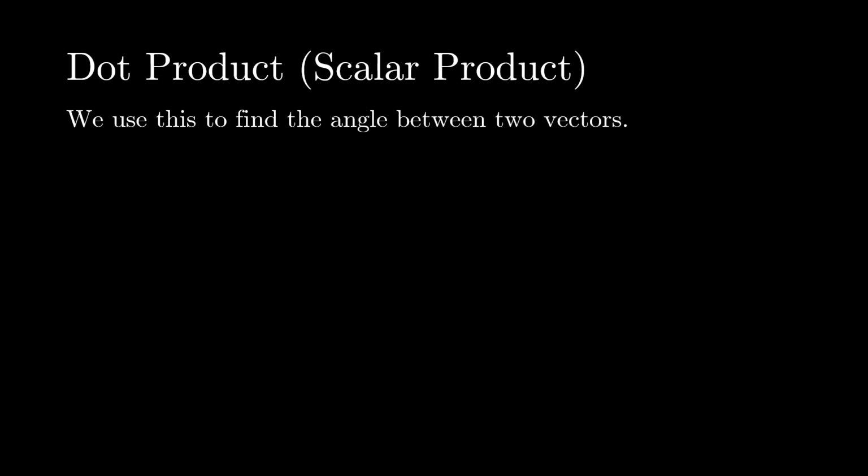Now let's talk about a particular operation, the dot product, which is sometimes referred to as the scalar product. We use this to find the angle between two vectors. Let's see how this dot product is used.